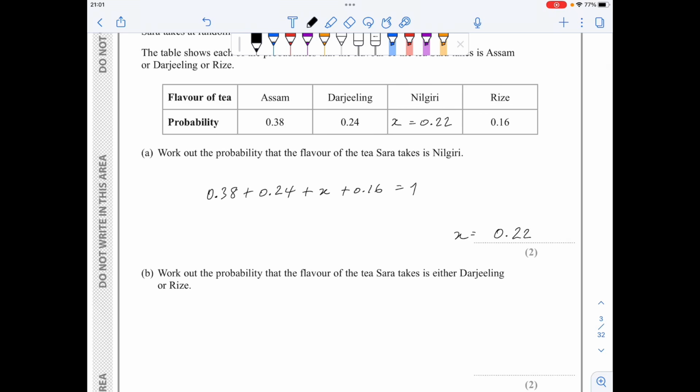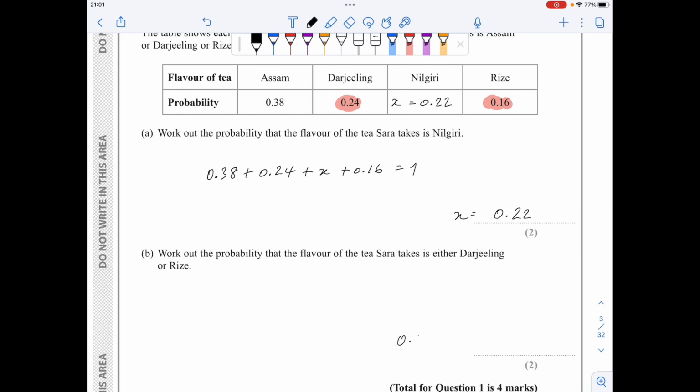For part B, I will just add the two required probabilities. So 0.24 plus 0.16 will give me 0.4.